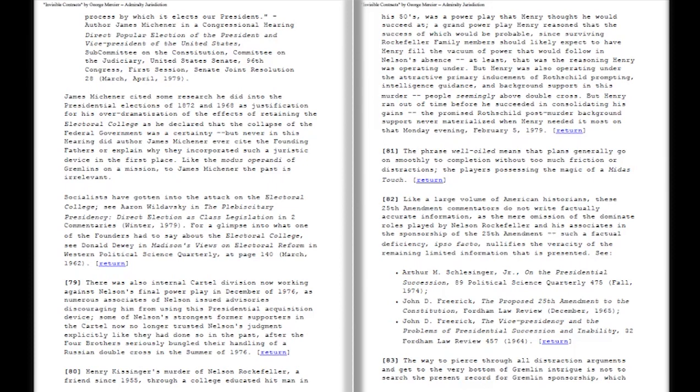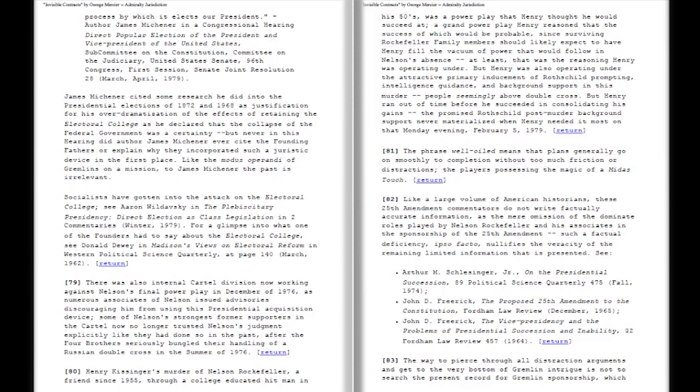Return. 82. Like a large volume of American historians, these 25th Amendment commentators do not write factually accurate information, as seen in the mere omission of the dominant roles played by Nelson Rockefeller and his associates in the sponsorship of the 25th Amendment. Such a factual deficiency, ipso facto, nullifies the veracity of the remaining limited information that is presented.